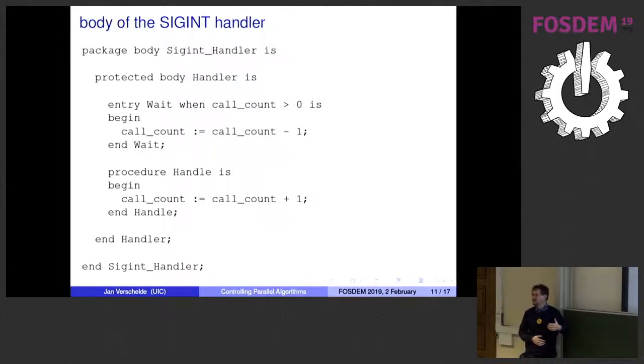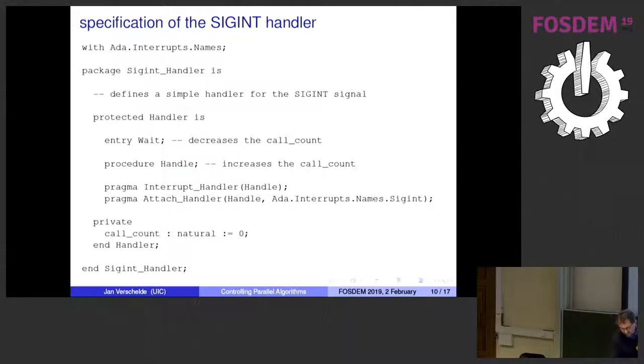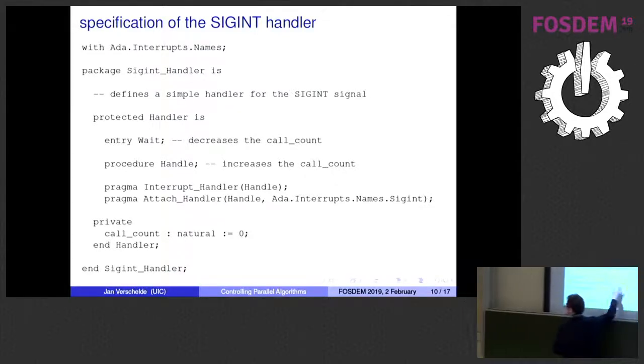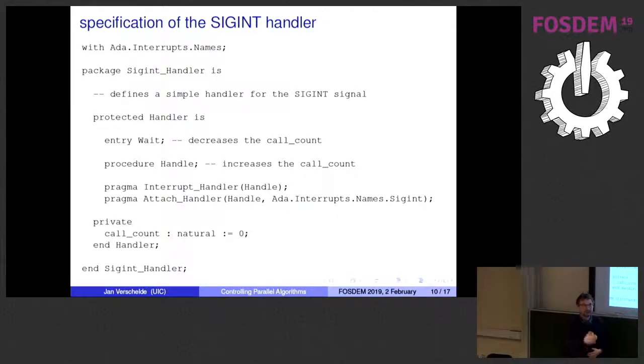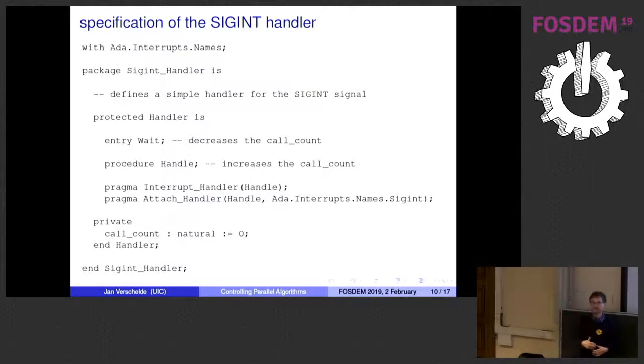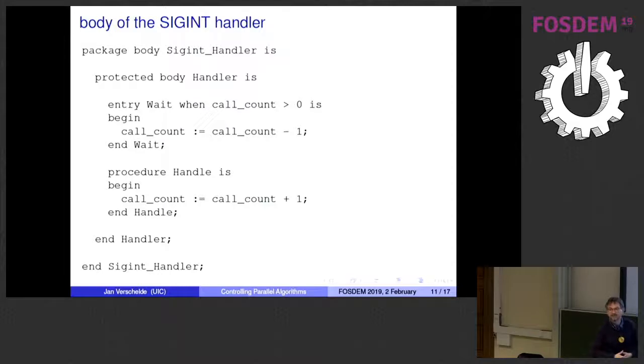What this actually means is that the call count was initialized to zero. So the initialization to zero means that actually the wait is not accepted. And this is then also what the handler does, it actually releases the wait. That's it. You can use this for then the code that will handle the interrupt. The code that handles the interrupt is actually then released at that point. So that's then the next task.